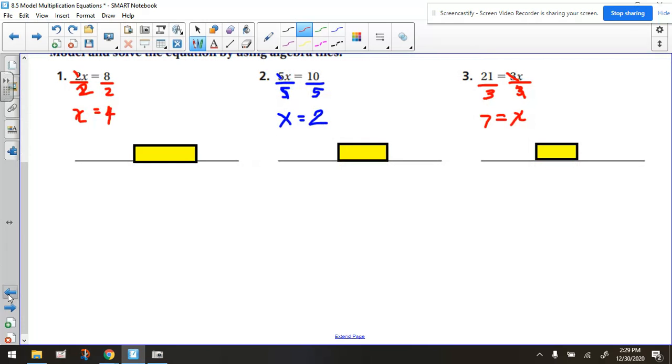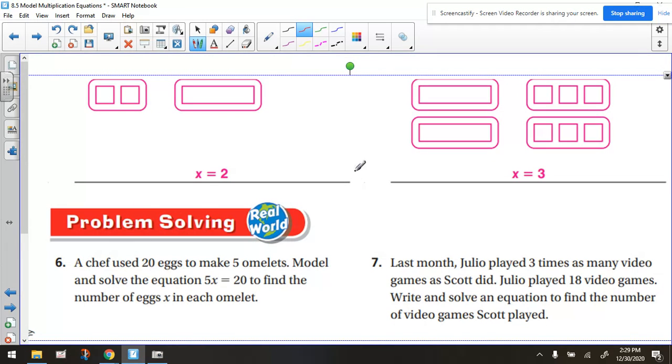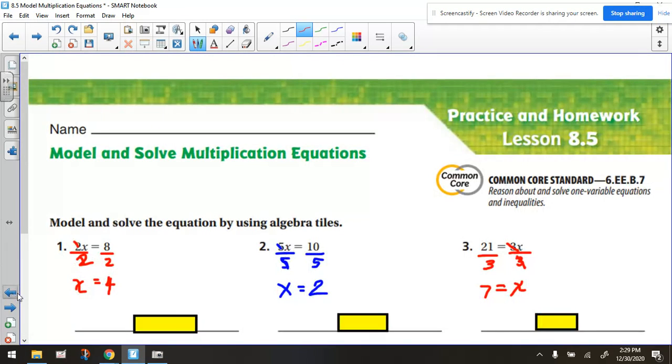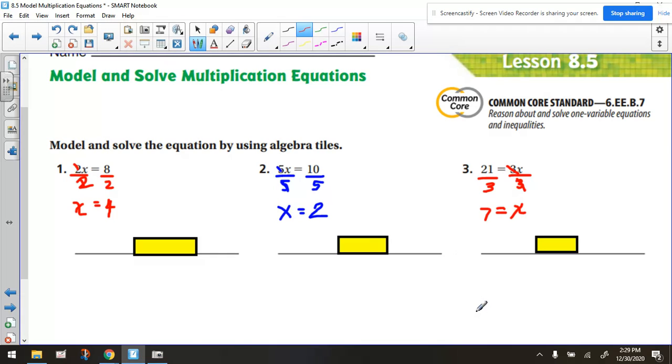All right, so for the next part, they want you to draw a model. So you're going to do something kind of similar to what you were seeing for numbers 4, 5, and 6.